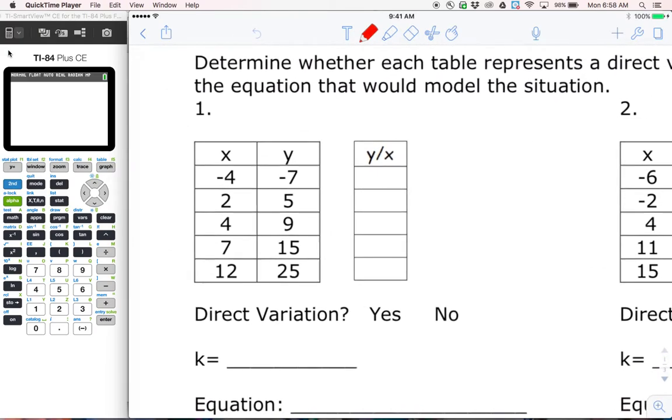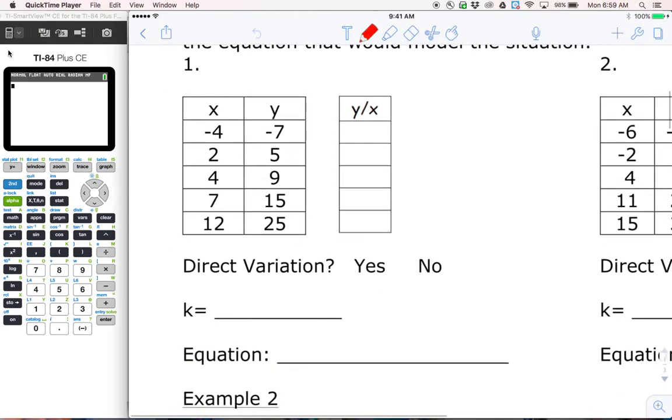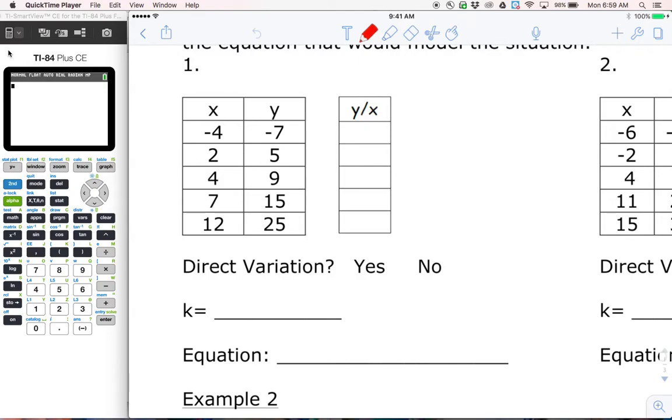Let's look at the first one. We're supposed to determine if it is direct variation. And we do that by determining if it goes through the origin. Well, we can't really see if it goes through the origin, can we? Maybe if you plotted all these points you could, but a quick way to check is just to divide y by x. So negative 7 divided by negative 4. Because I know that's not going to be a nice number, let me just check what that number will look like in my calculator. And we get 1.75.